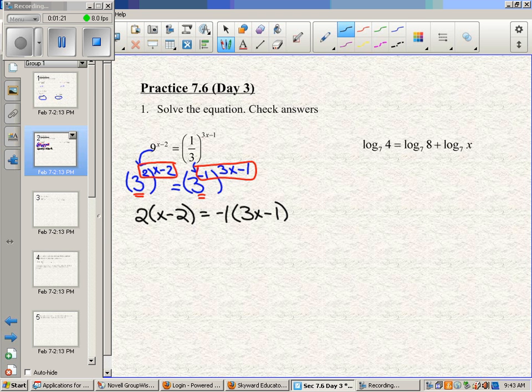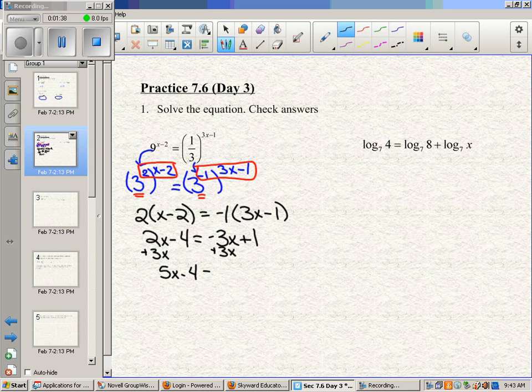Is everybody okay with that? Okay, so then I've got 2x minus 4 equal to negative 3x plus 1. Add my 3x to both sides. So I have 5x minus 4 equals 1. Add my 4. 5x equals 5, so x is 1.